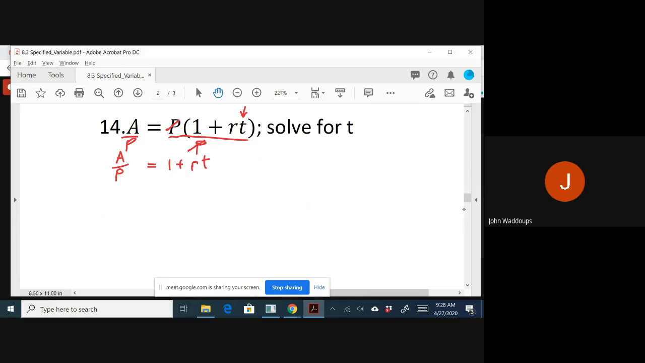And just like we normally would do here, we're trying to solve for t. So we're going to start with the term here that doesn't have the t with it, the 1. And because 1 is being added, the opposite would be subtract. So we've got a over p minus 1 is equal to r times t. Finally, because r is being multiplied by t, the opposite is divide. So we're going to divide by r.